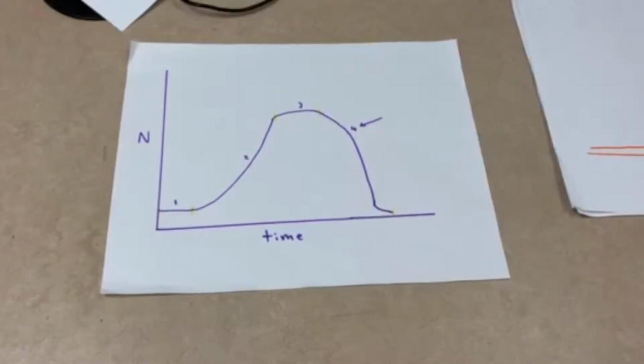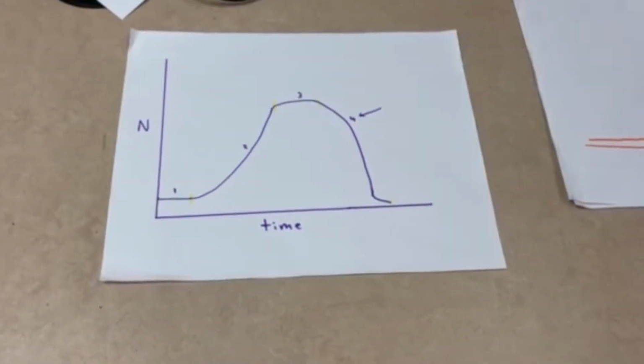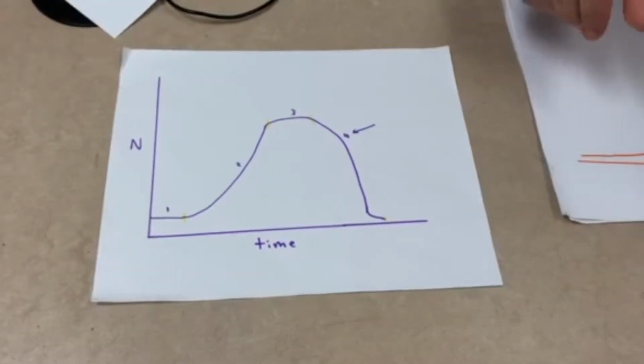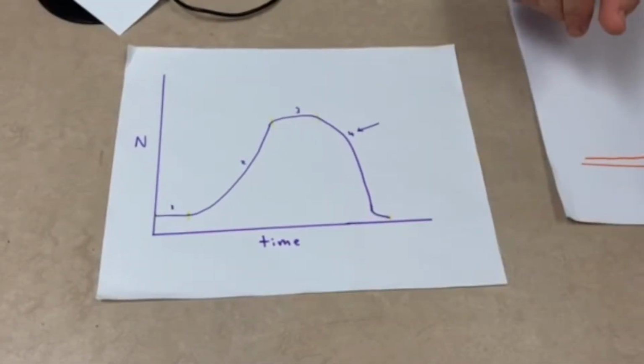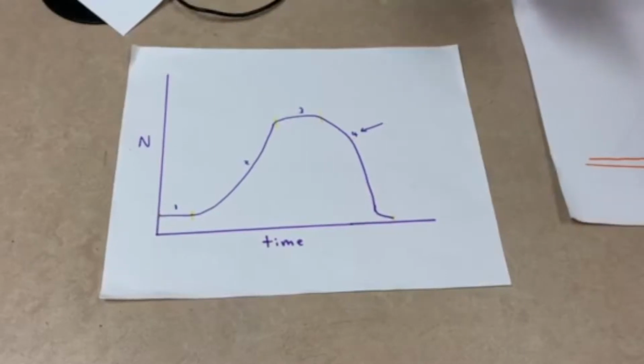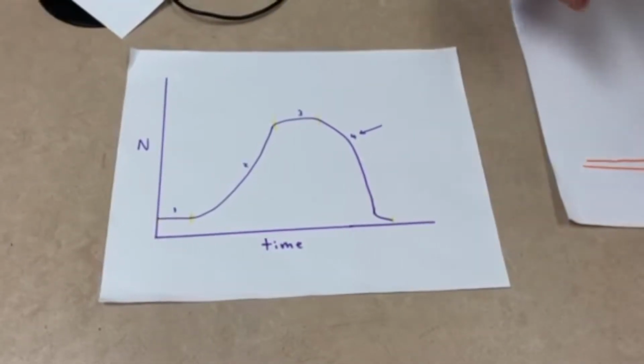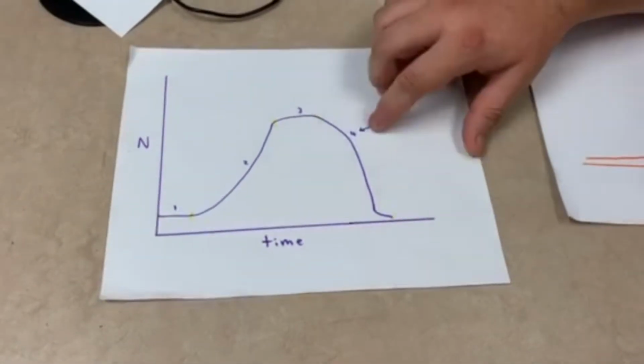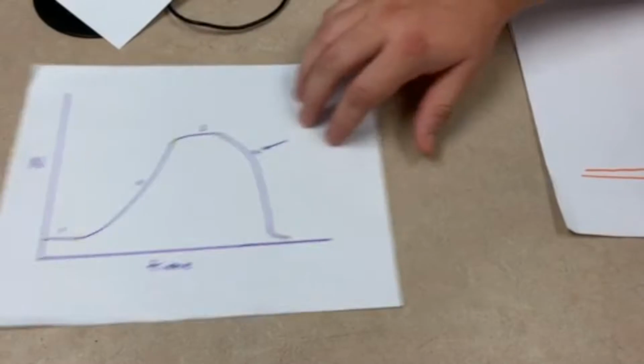This is a graph of your typical microbial growth phases. You start with the lag phase, which is where the cells are adapting to their environment. You go to the exponential phase, which is where the cells start to grow and multiply, and then you reach the stationary phase, which is where there is no overall increase in numbers. And finally, you reach the death phase, which is what we're going to be discussing today.